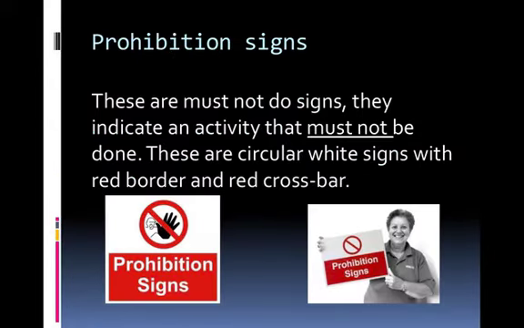So now prohibition. And these are simple must not do signs. They indicate things that we must not do, that must not be done, must never be done. And these are simply circular white signs with a red border and a red crossbar. Sometimes the crossbar would be an X, sometimes it would just be a line across. So these are prohibition signs, must not do.